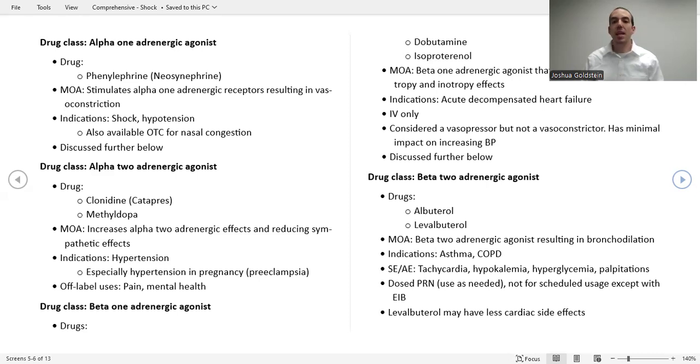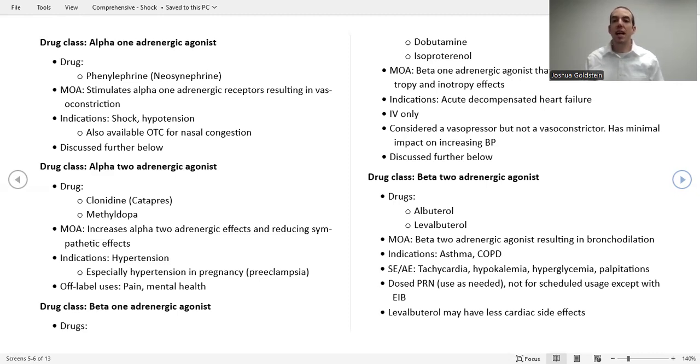The side effects of this medication are very much tested on, so do make sure you know these. We have tachycardia, we have hypokalemia, and hyperglycemia. Don't mix those up. And palpitations, which pretty much always goes along with medication-induced tachycardia or hypertension. This medication, albuterol, is always dosed PRN. The only exception is where patients take it in advance of exercise, where they have exercise-induced bronchospasm, which is EIB. Otherwise, this is always a PRN. It's not meant to be taken daily. If a patient's needing a daily medication for asthma, we're going to need to give them something else, and we'll talk more about that when we get to the respiratory lecture, or if you've already watched that.